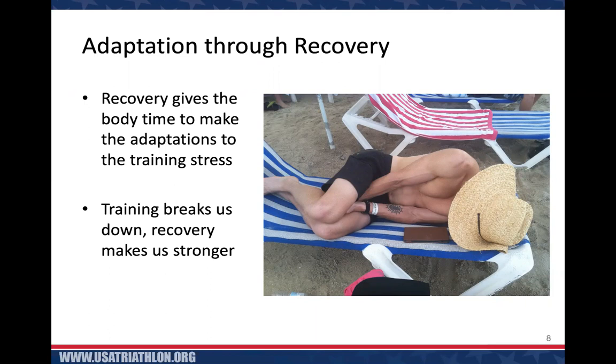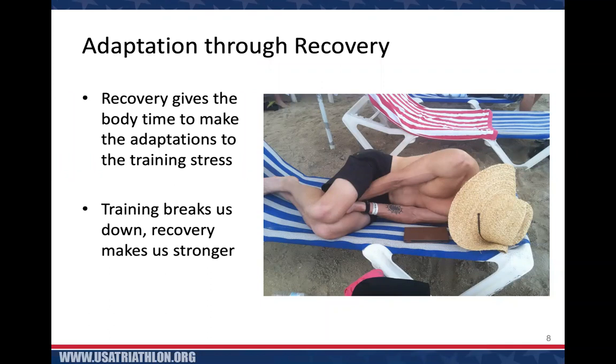So if you're one of those athletes that like to resist your recovery days, your rest days, your easy days, don't. Imagine your body putting itself back together on those days. Imagine your muscles getting stronger on those days, because that's exactly what's happening. So these are the principles kind of underlying periodization.